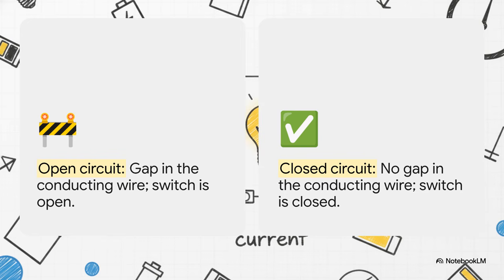Think of the circuit switch like a drawbridge on a castle. An open circuit means the switch is open, which creates a physical gap in the conducting wire. The drawbridge is up, so the flow of electrons is completely stopped. There's no way across. Conversely, a closed circuit means the switch is closed. There's no gap, the drawbridge is down, and the traffic of electrons can move freely to light that bulb.